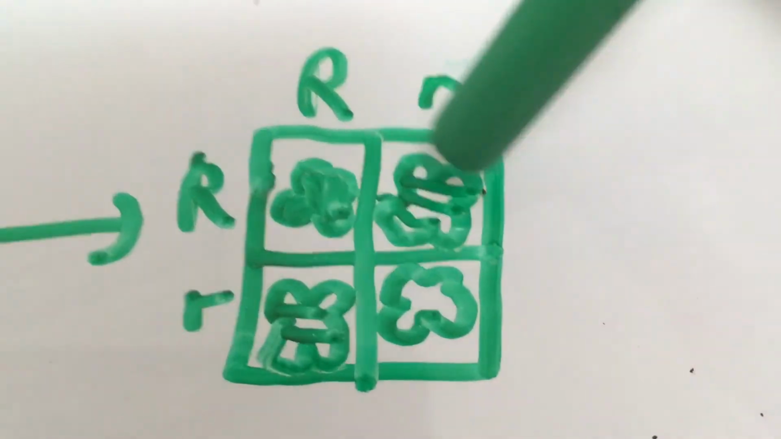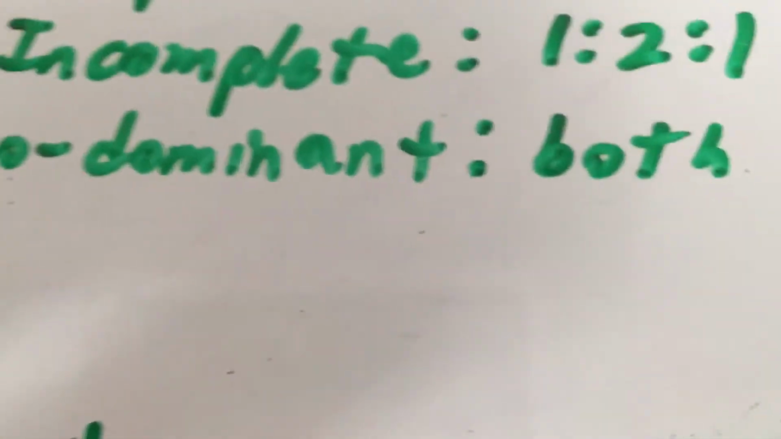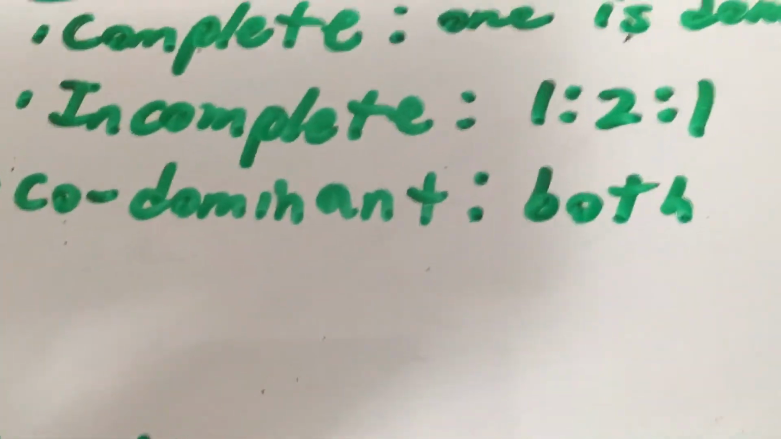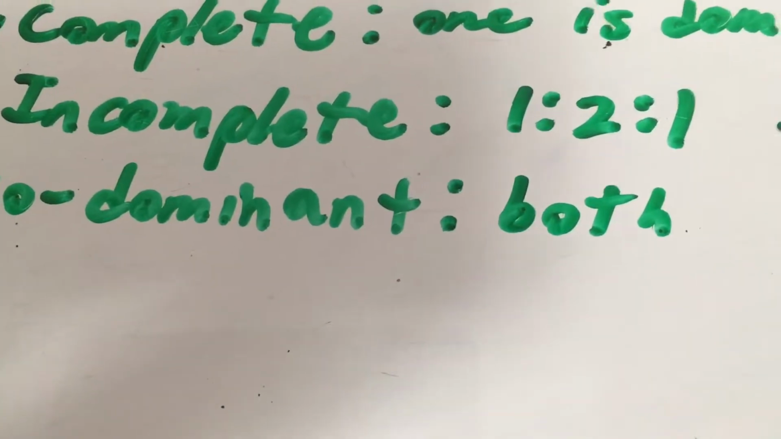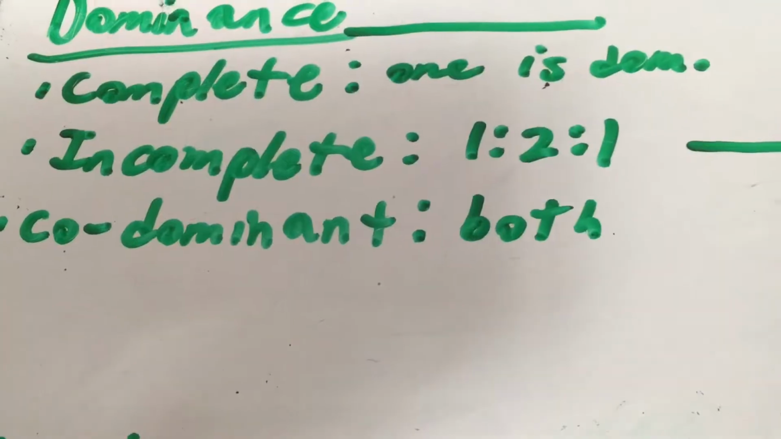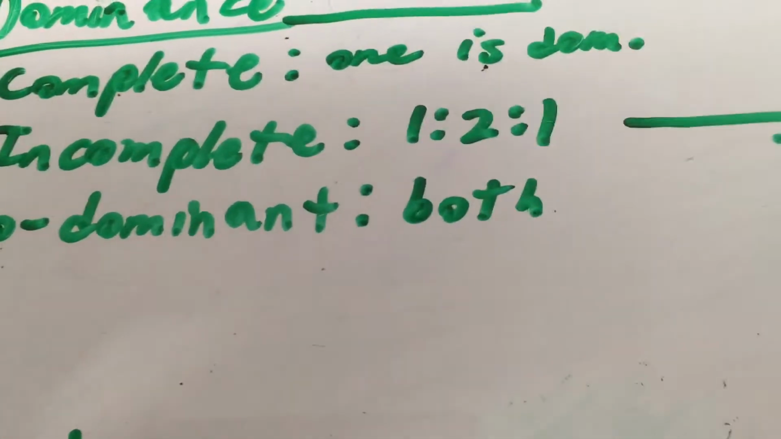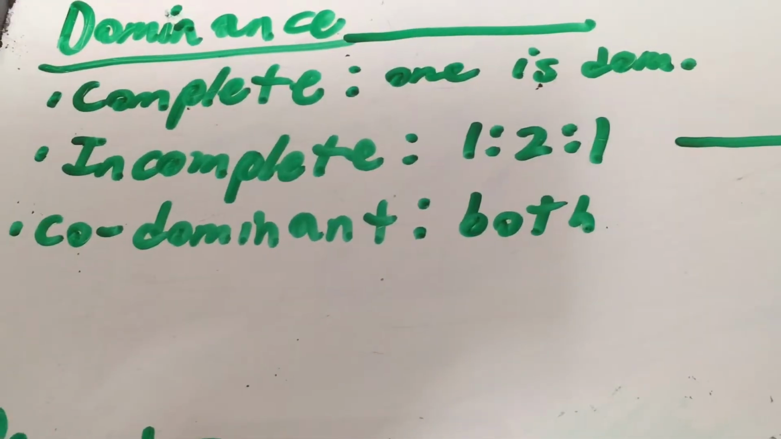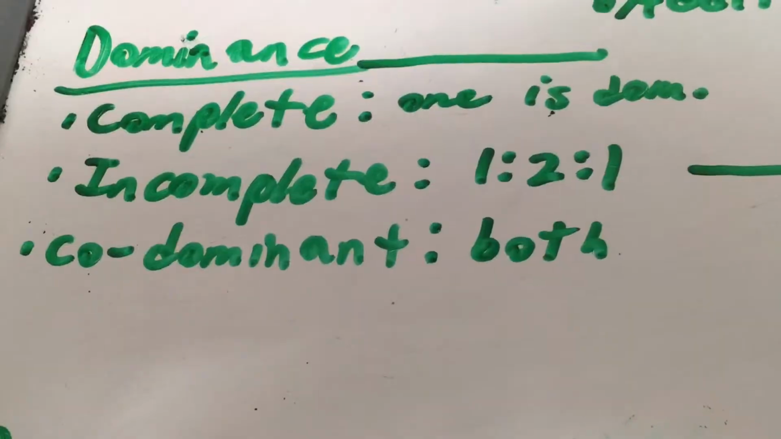Now, we also have codominant, where it expresses both at the same time. And this is different from incomplete, because for codominant, you're not expressing within a range. You're expressing both at the same time. Very frequently you see this in like blood types, where it expresses the phenotypes of both genes.